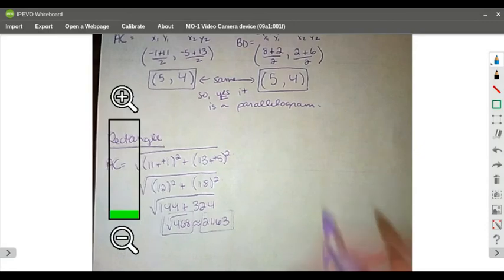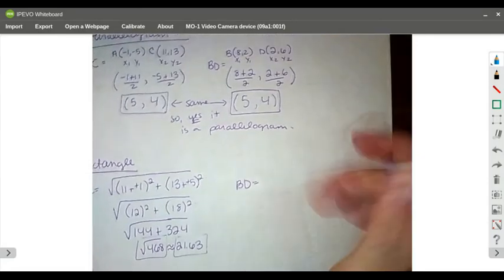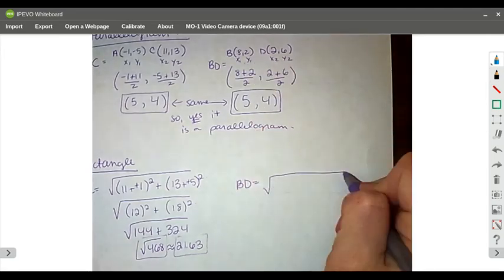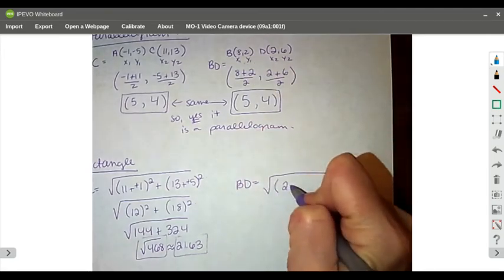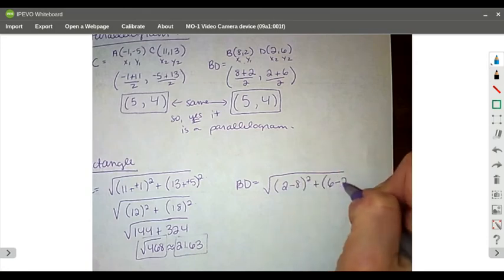Okay, so now I'm going to do BD. And again, I already wrote out B and D up here, so I'm just going to reuse those labels. So it's x2 minus x1, so it's going to be 2 minus 8 squared plus 6 minus 2 squared.